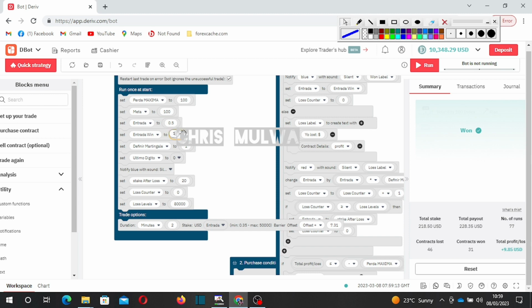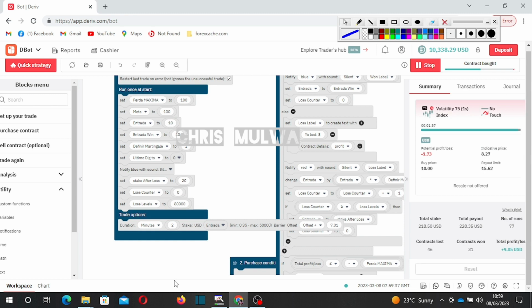1 minute with this stake. I will increase my stake to 10 and see what will happen. The stake will be $10. Martingale will remain 1. Let me run this bot. One contract is taking us 2 minutes. Let us see what is happening. We have put no touch.